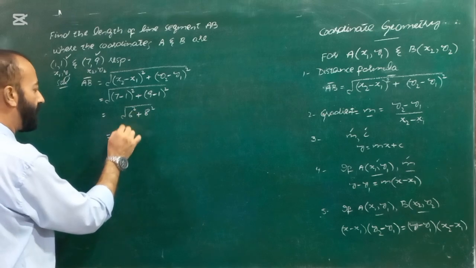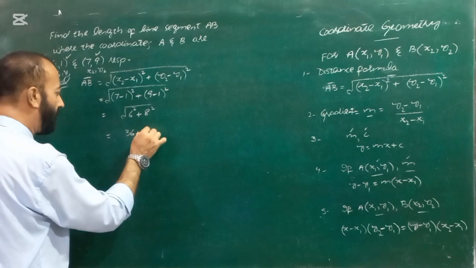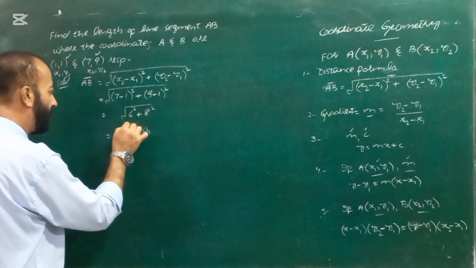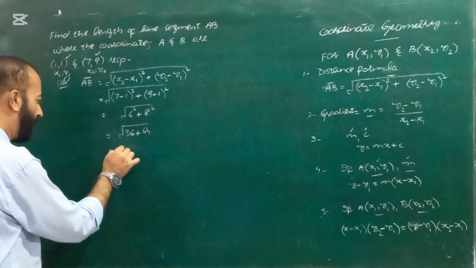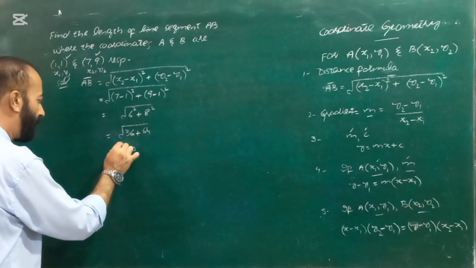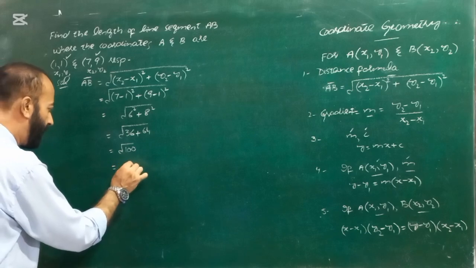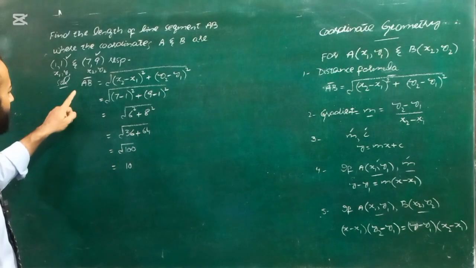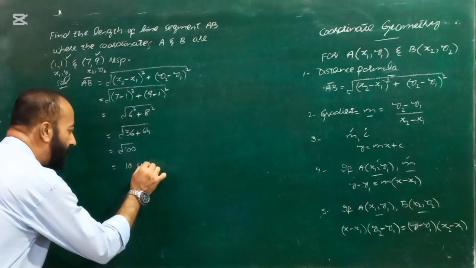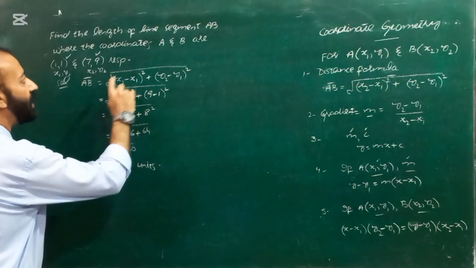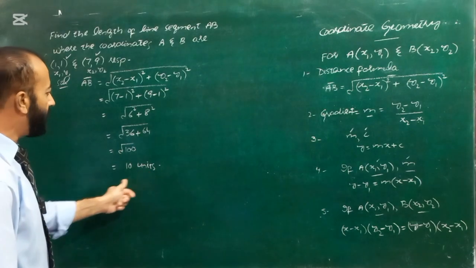Okay, at this step 6 square is 36 and 8 square is 64. So at this step 64 plus 36 will be 100. Square root is still there and square root of 100 is 10. And because this is distance, the distance will be in units. Because the unit is not given, we simply write units.